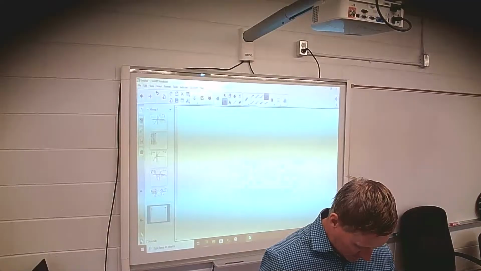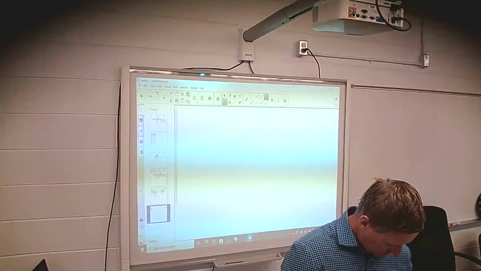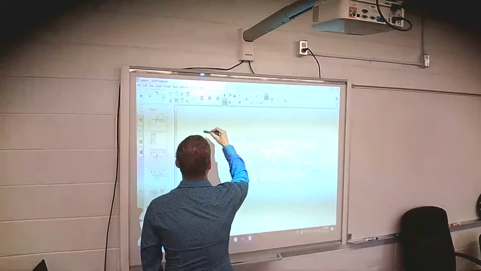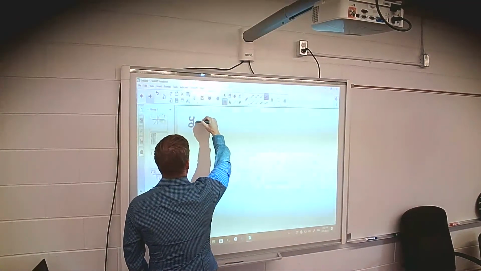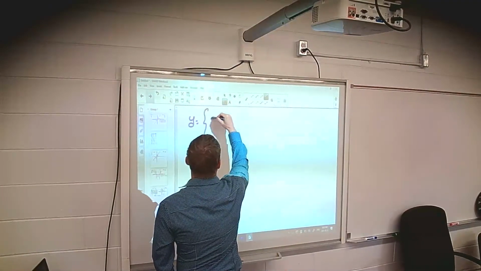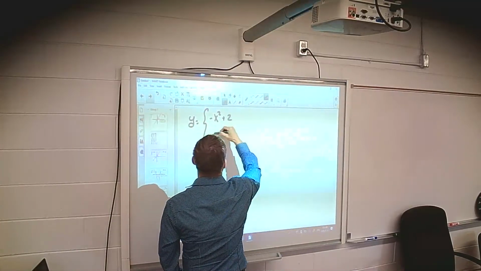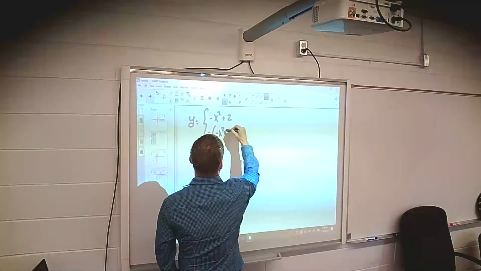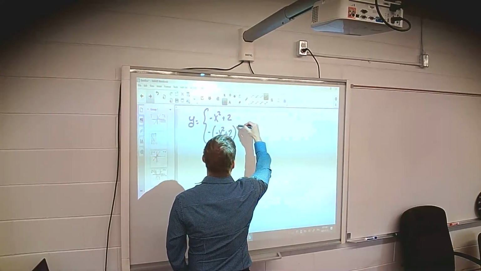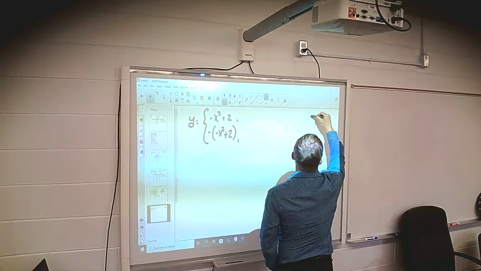Question 7 on 292. Okay, so you're doing piecewise here, right? Let me do this right. Y equals minus x squared plus 2, and then this is minus x squared plus 2, and then comma. Okay, so your graph.